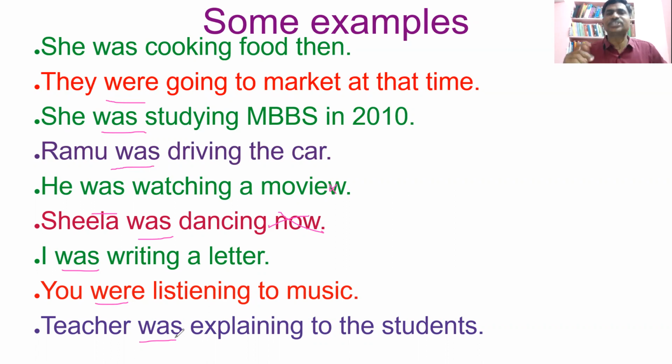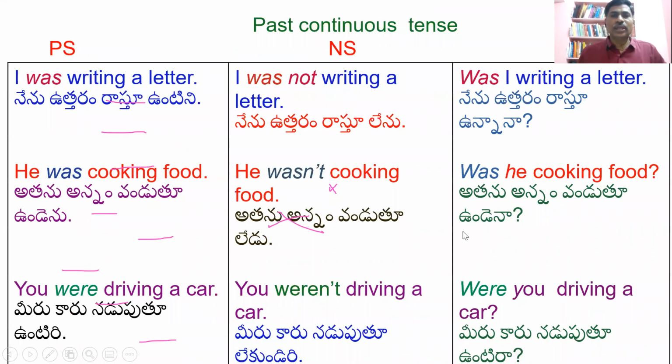Past continuous tense sentences. So here I am showing some more examples of what we did. Here positive sentence, negative sentence, positive question. See, first I am showing here the positive sentence. Okay, what is the positive? I was writing a letter. Here was is the verb. I was writing a letter.